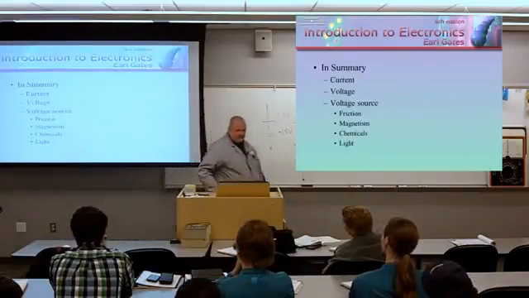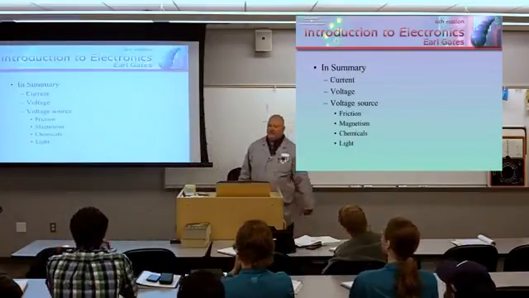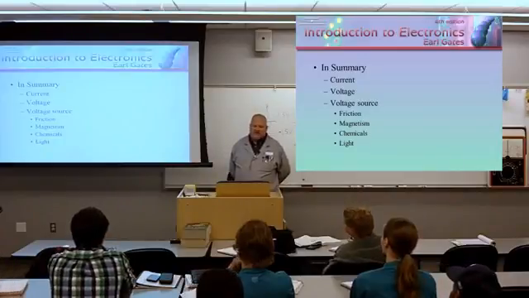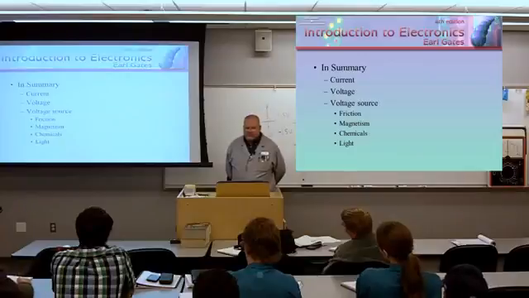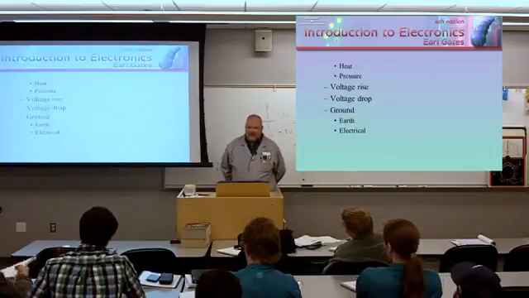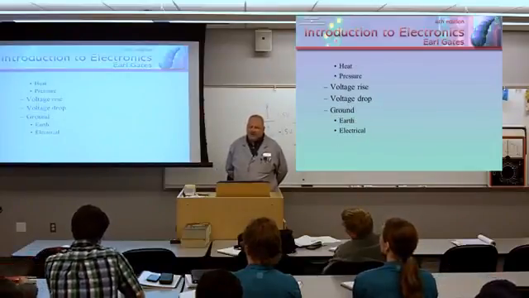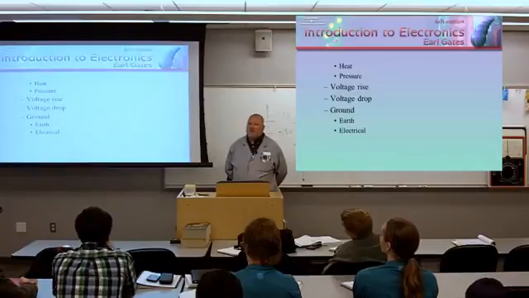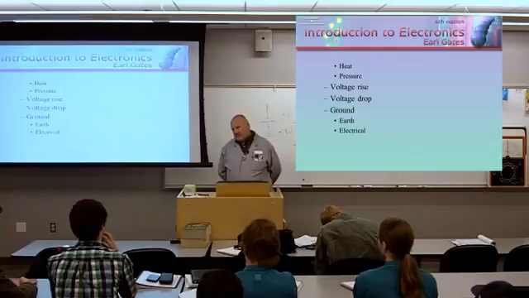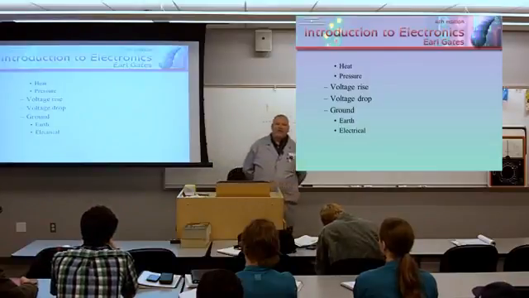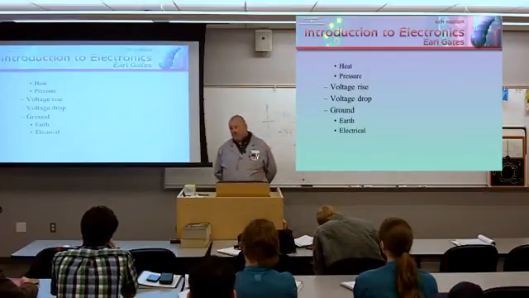All right. We talked about current. Flow of electrons in a specified direction happens at the speed of light. Voltage. And there's only six different methods of producing voltage: friction, magnetism, chemicals, light, heat, and pressure. We talked about voltage rise. That's the energy that we put into a circuit. Voltage drop is the voltage we get out of the circuit. Voltage rise and voltage drop should equal each other. If they don't, you got a problem.